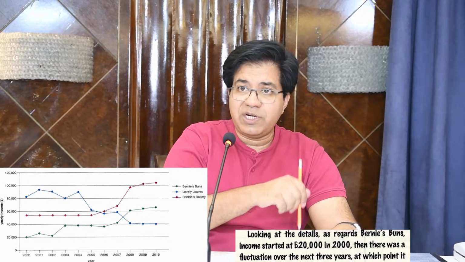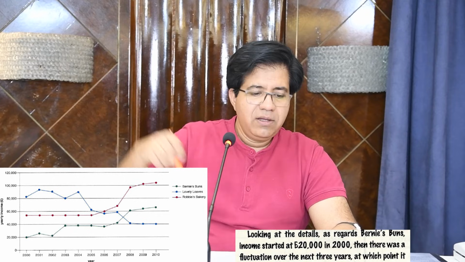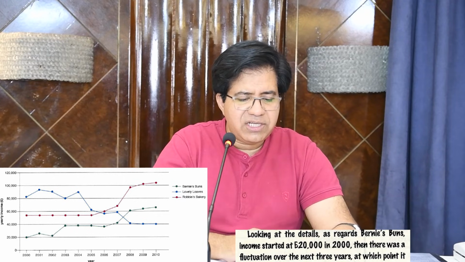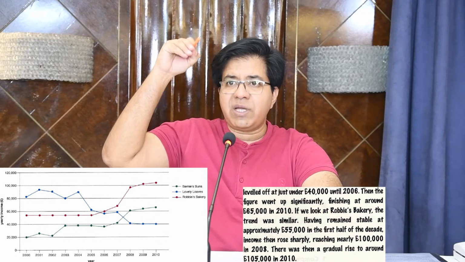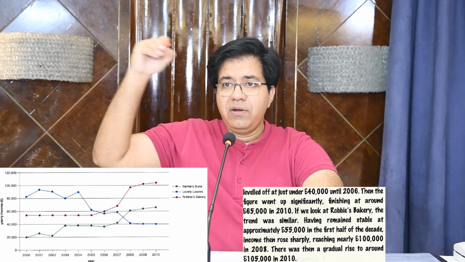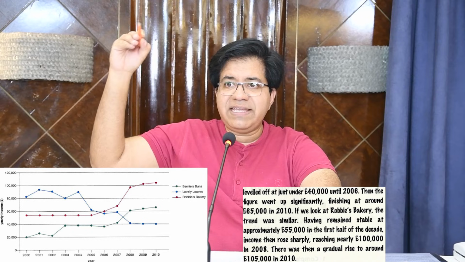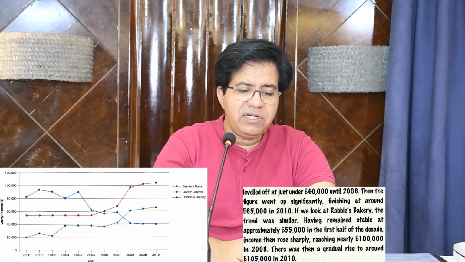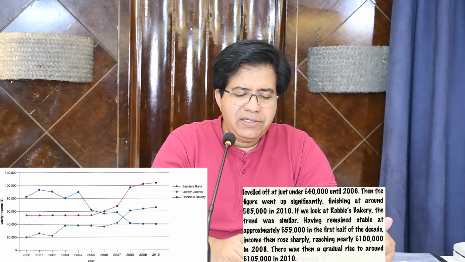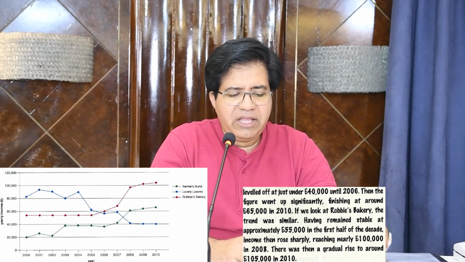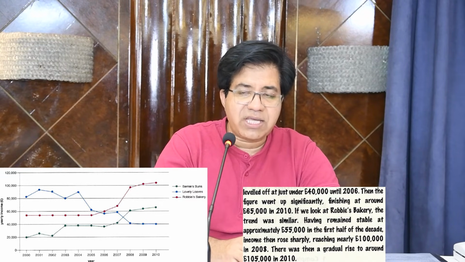Now these words are important. And again, you will learn these words from this unit. Fluctuation over the next 3 years, at which point it leveled off. Level off means to reach a point and then stay there. When the prices level off, it means they remain unchanged. It leveled off at just under 40,000 until 2006. Then the figure went up significantly.